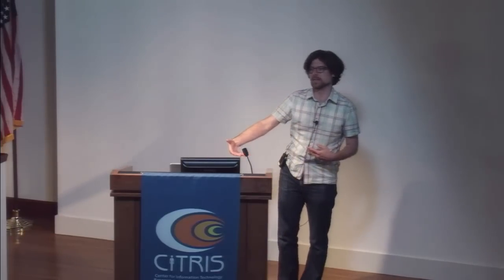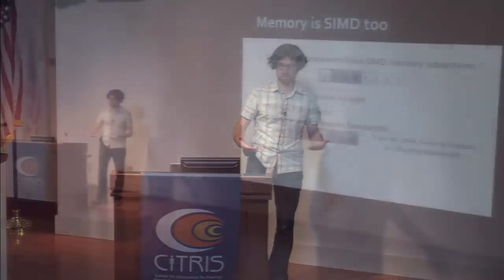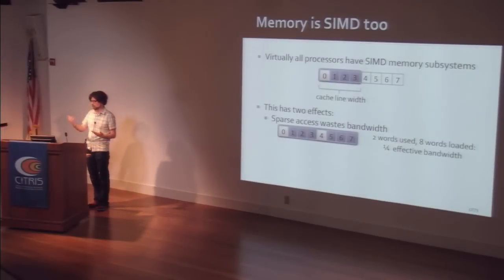In traditional processors, we talk about cache lines. When you fetch, say, element 0, the processor goes out and fetches a bunch of other elements just on the chance that you might need them later. So the group of elements that it catches is called the cache line. And this has two effects. Sparse accesses waste bandwidth. If you grab just element 0 and element 4, you'll ask for 2 words, but the hardware will load 8 words. So you'll get a quarter of effective bandwidth.